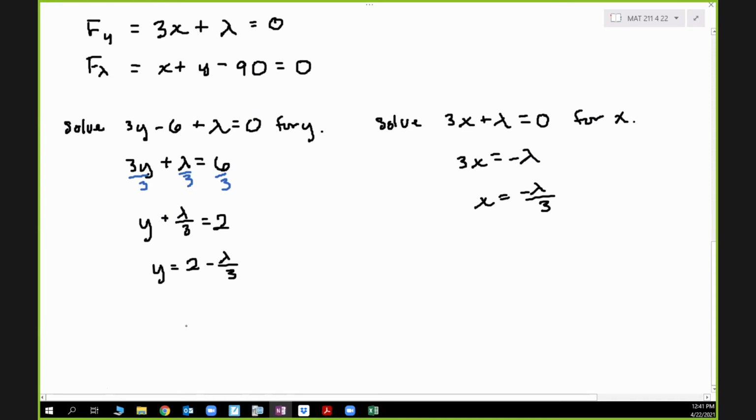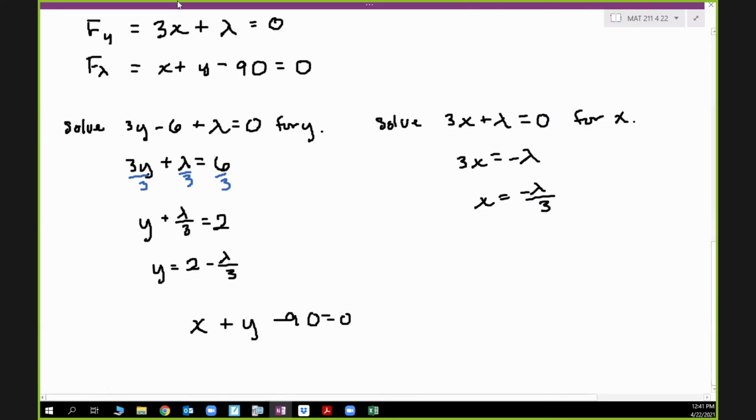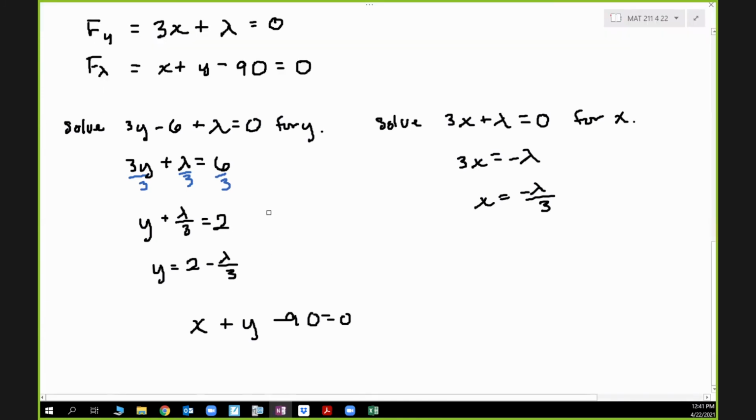So our third equation, the partial with respect to lambda, was x plus y minus 90 equals 0. There we go. And so we can substitute in what we just found for x and y. So x was negative lambda over 3. y was 2 minus lambda over 3 minus 90.